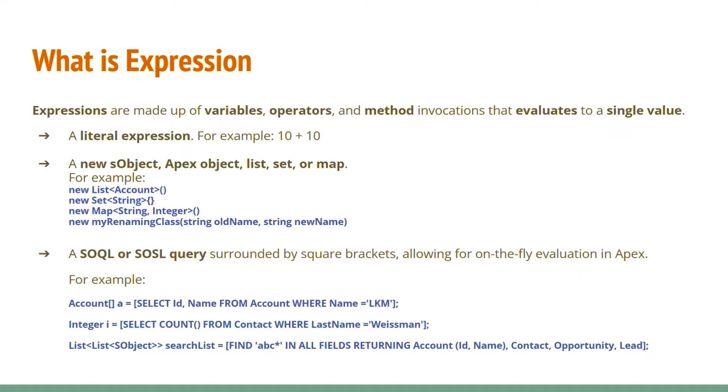A SOQL or SOSL query surrounded by square brackets allows for on-the-fly evaluation in Apex. For example, Account A = [select Id from Account where Name = 'LKM']. The select Id from Account where the name is equal to LKM will return the values which are stored in A. So it's an expression to return a particular value.